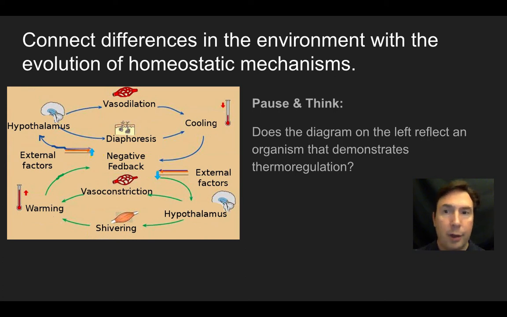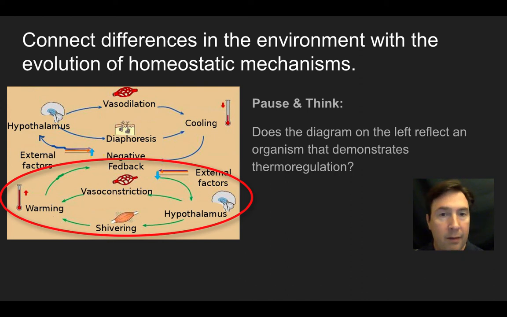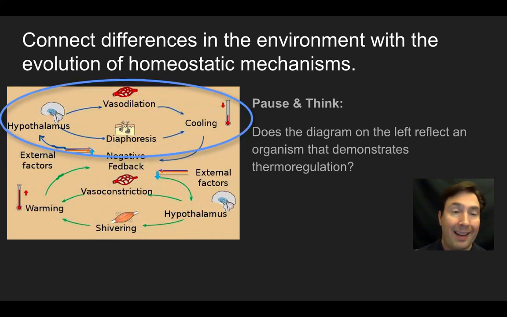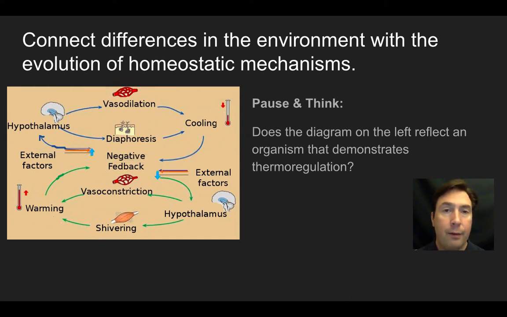All right, so immediately you should go, yes. I know what the word thermoregulation means, and that means temperature regulation. And I see that this is an organism that has the ability to warm its body by shivering and constricting its blood vessels based off of feedback from the environment. It also is an organism that can cool its body by sweating and dilating its blood vessels in response to environmental conditions. And therefore, this is an organism that is able to thermoregulate, either raise or lower its temperature based off of feedback from the environment, and then use that feedback to return back to a homeostatic state.